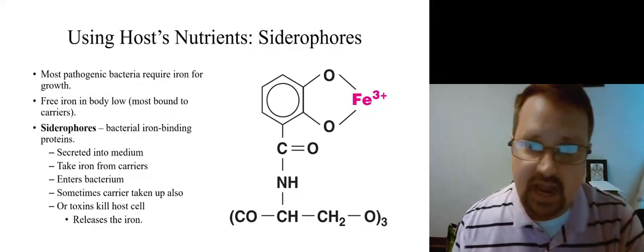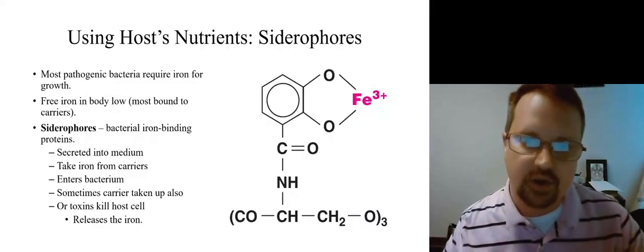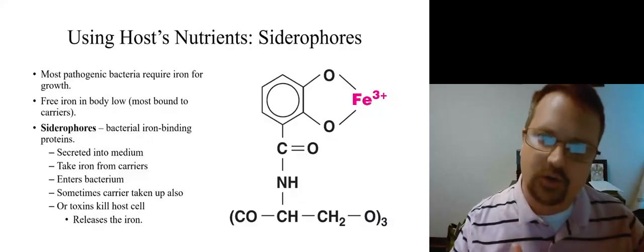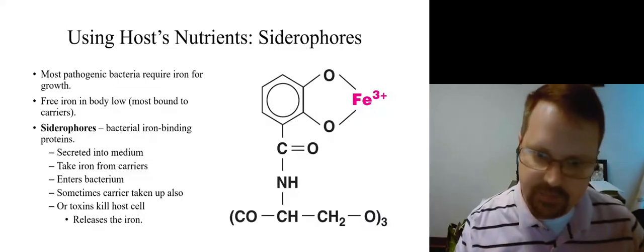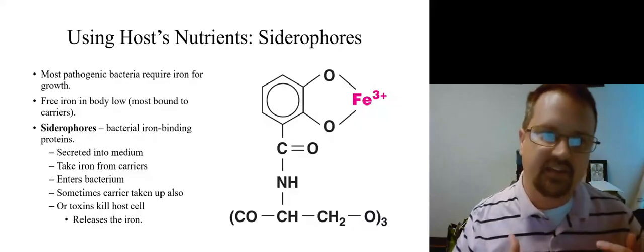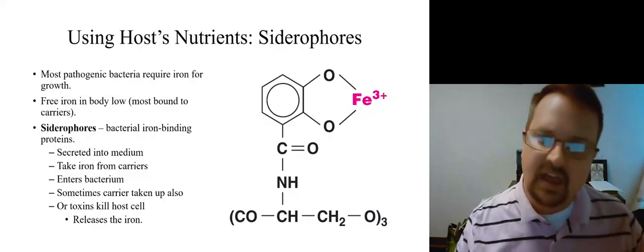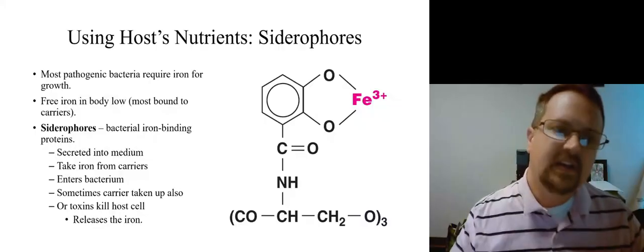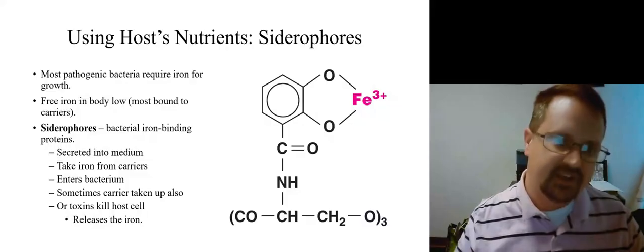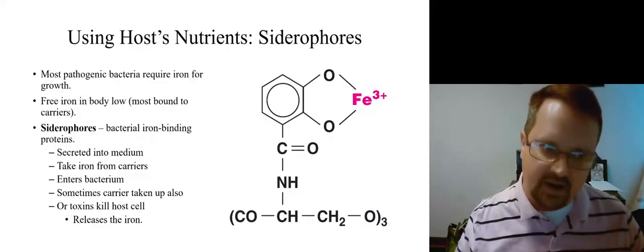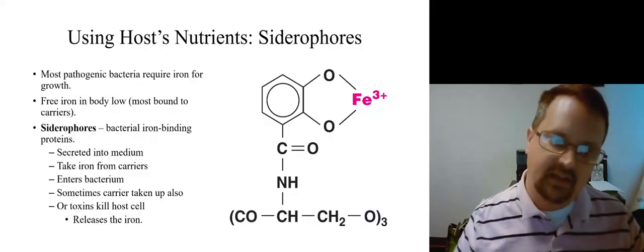Most bacteria do need iron. Why do they need iron? They need it for cellular respiration. In the electron transport chain, most of the proteins have iron in them. They're called cytochromes, and they have iron in them. And so we need siderophores. Free iron in the body is mostly bound to carriers, like transferrin for us. In bacterial cells, we use siderophores, bacterial iron-binding proteins. They secrete them, they take iron from the carrier, and it goes into the bacteria and is taken up.